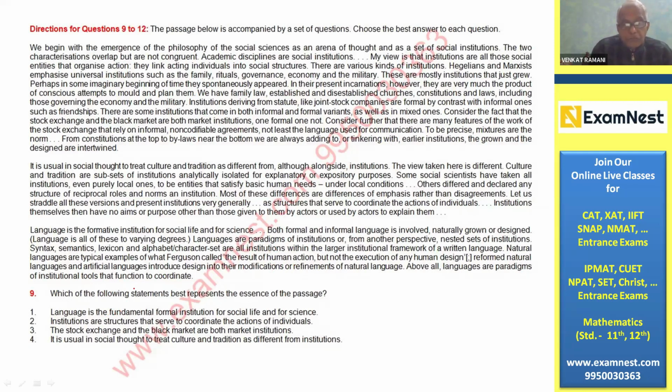It's about institutions. Institutions are structures that serve to coordinate the actions of the individuals. That is the essence of the passage. That is the answer. Number 2 is the correct option. The stock exchange and black market are both market institutions, and he told you that one is formal and the other is informal. The stock exchange is formal and the black market is informal. It is usual in social thought to treat culture and tradition as different from institution. That's all correct. But the essential point is number 2.